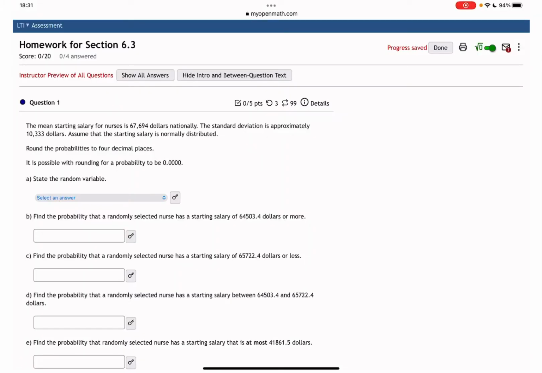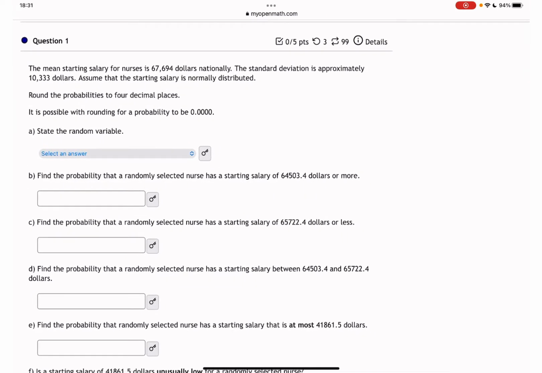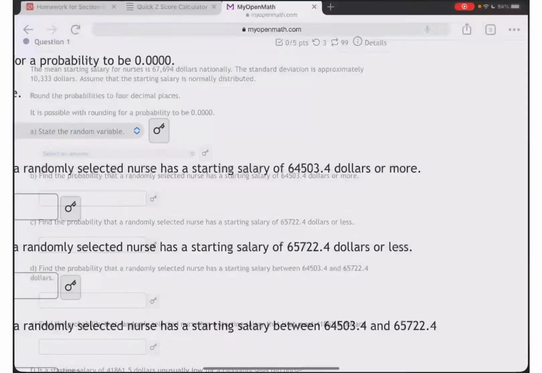Okay, let's work on section 6.3 homework. So question number 1. The mean starting salary for nurses is 67,694.